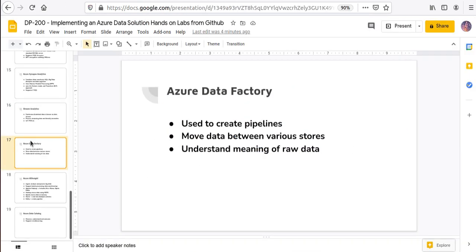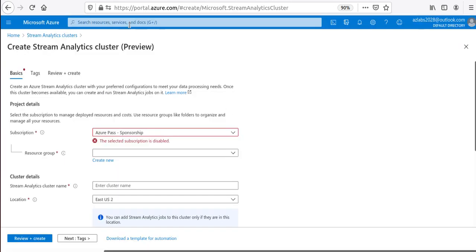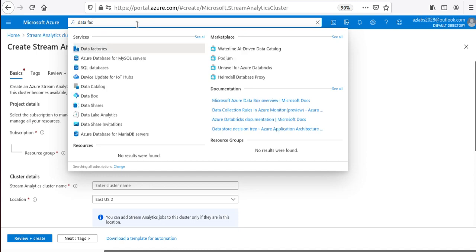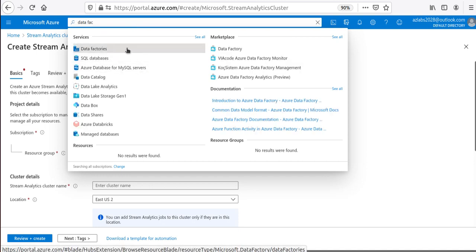All right, we have a few more. Azure Data Factory. This one is really about pipelines. Like you have heard about Kafka, which is also used for pipelines. This Azure Data Factory is used to create pipelines and to move data between various stores. And also, once you have the data, you can look at the data in a meaningful way. So that's the goal of Azure Data Factory. So let's just look for Data Factory in here. Let's see if I can find something like Data Factories.